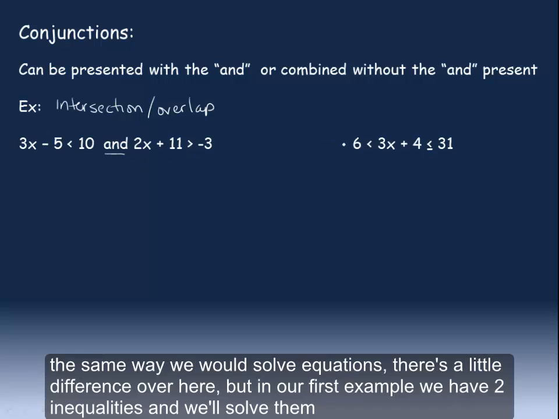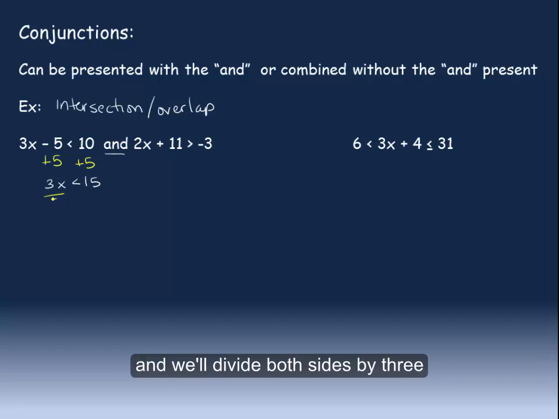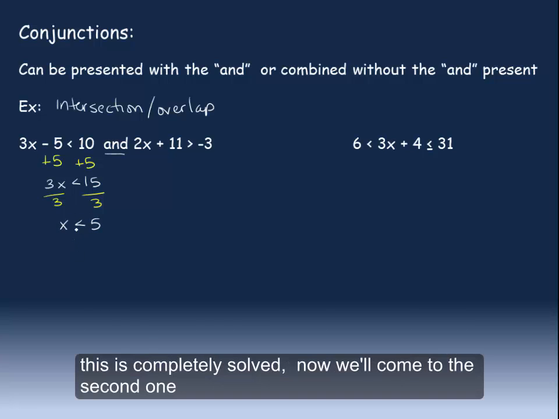There's a little difference over here, but in our first example, we have two inequalities and we'll solve them separately. So in our first one, we'll add 5 to both sides. This will give us 3x is less than 15. Then we'll divide both sides by 3. And this will give us x is less than 5. This one is completely solved.